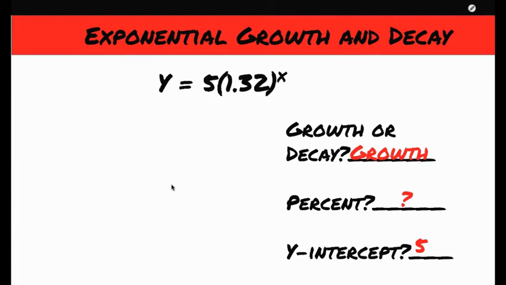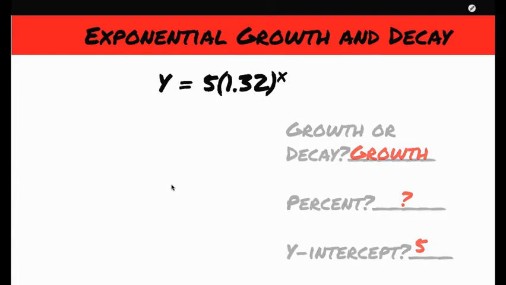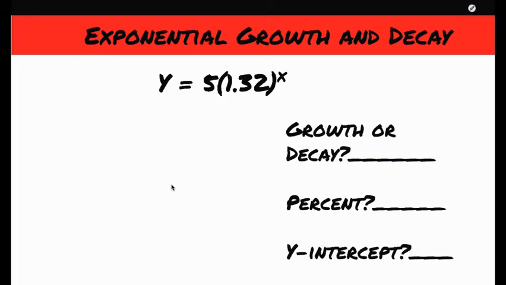But what if we took the graph away? Can we still answer those questions? And how? To decide without the graph whether your exponential function is modeling growth or decay, we focus on its base. In this case, the base is 1.32. If our base is bigger than 1, we'll have growth. If our base is less than 1, we'll have decay. So from the model, I can see that that decimal is bigger than 1.